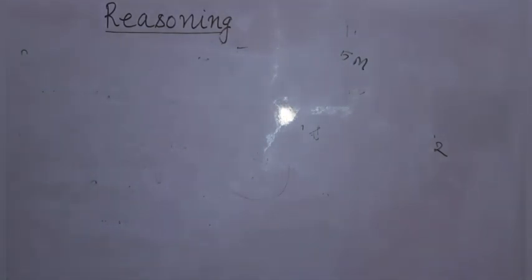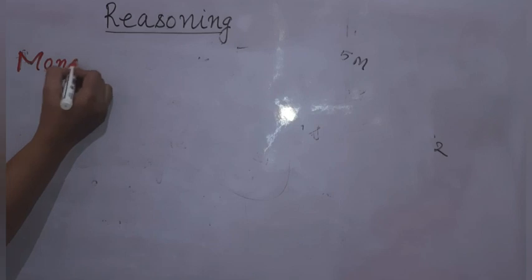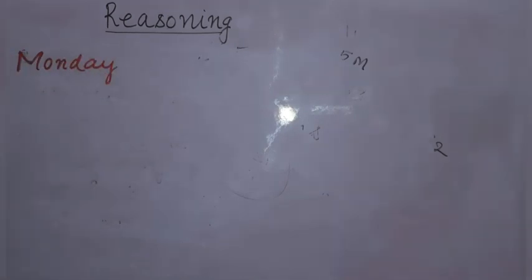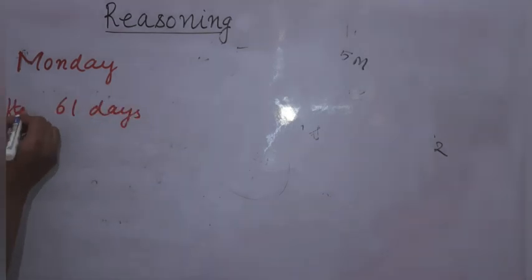Moving on to the next question. So students, the next question is based on calendar, and all the students have studied the chapter calendar in class 4. Today is Monday. After 61 days, which day will it be? For example, if I talk about today's day, today is Monday. Now, after 61 days, which day will it be? We have to find out which day will be there.